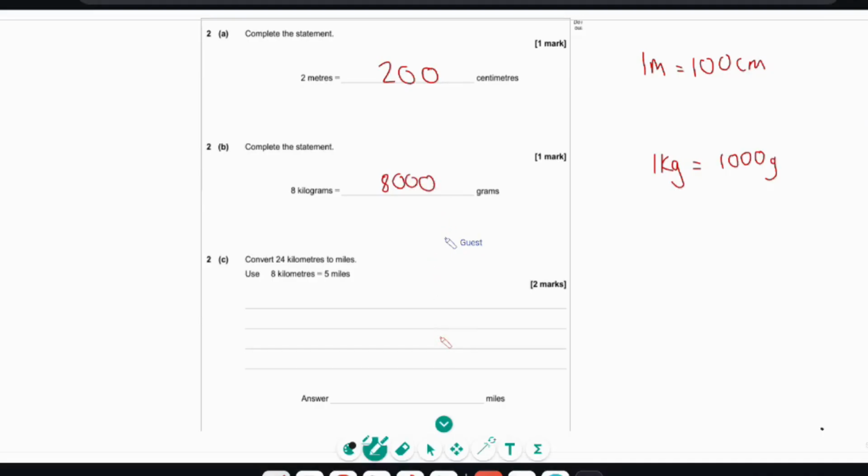Convert 24 kilometres into miles. We're told that 8 kilometres is equal to 5 miles. We want to work out 24 kilometres. So 8 times 3 is 24. There are 3 lots of 8 into 24, so we need to times this by 3, which gives us 15 miles.